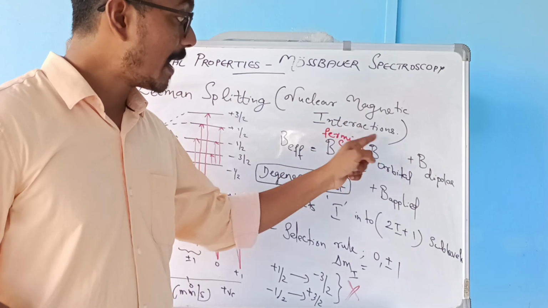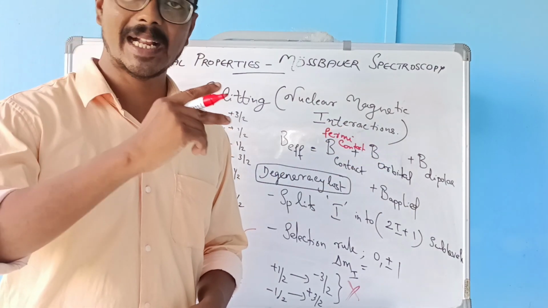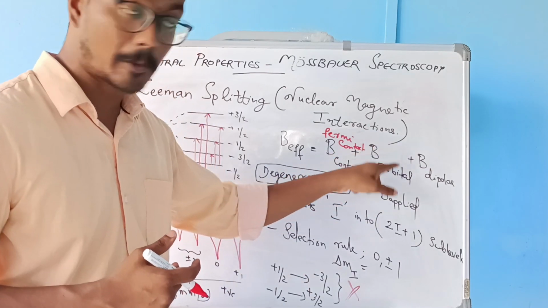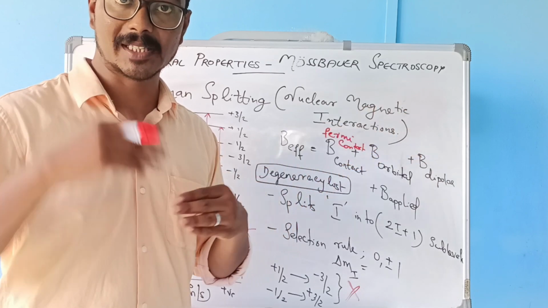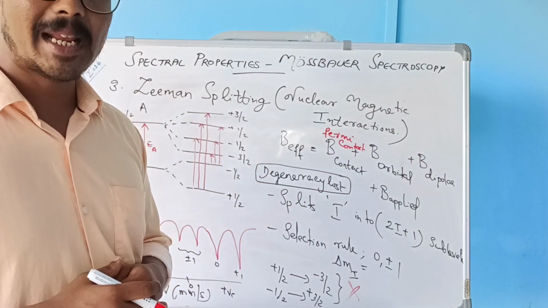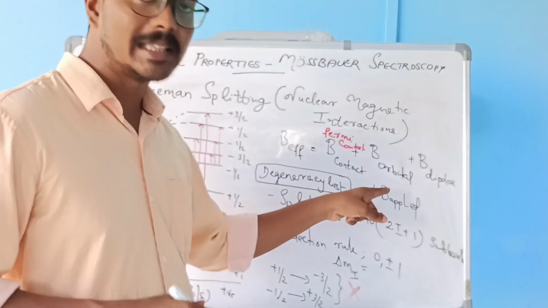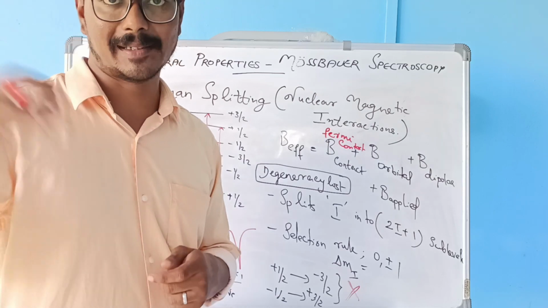Second is the magnetic field due to orbital motion. The orbital motion of electrons around the nucleus can also generate a magnetic field, that is called the magnetic field orbital. Due to the spin moment of the electron, the spin motion of the electron, a dipolar magnetic field is created, that is the B dipolar. And finally the applied magnetic field, that we apply separately from an external source.